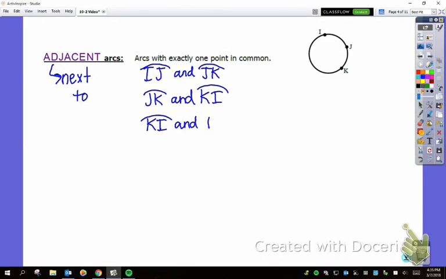And we could have KI and IJ because our I is the shared point. Okay, so adjacent arcs are just going to pop up from time to time.